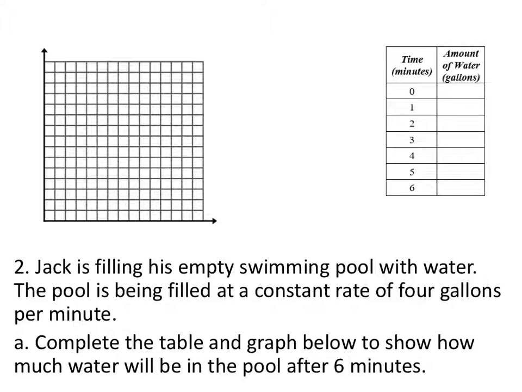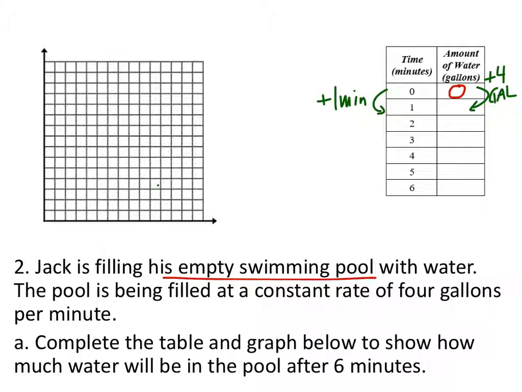We'll start with the table on this one, and then we'll use the table as ordered pairs to graph the graph. So first off, on this one, it said that Jack is filling his empty swimming pool, which means at time, when it's at 0 minutes, you would have exactly 0 gallons of water in the pool, because it's empty, okay? But then after that, he's filling it at a rate of 4 gallons per minute. So after, we'll show this in the table, after 1 minute has passed, then we should expect 4 gallons to have gone into the pool.